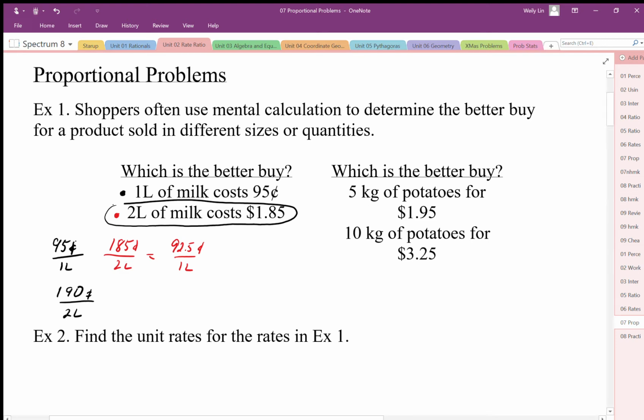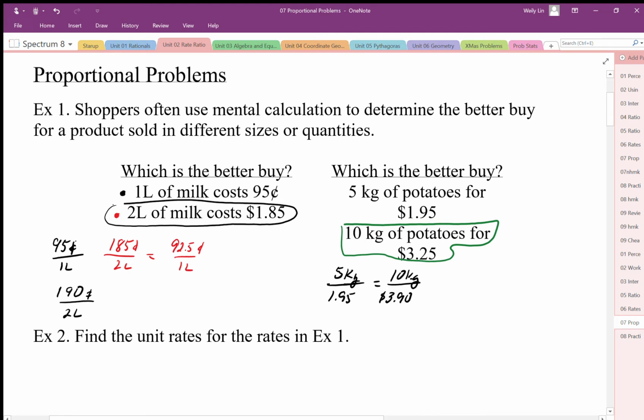So here we have 5 kilograms of potatoes and we have it for $1.95. So I can do this as 5 kilograms for $1.95. And I can do an equivalent rate comparison by doing it to 10 kilograms. So comparing it to 10 kilograms, and this is going to be times 2, so times 2 here is going to be $3.90. Okay, so when I do this kind of comparison, I can see that the 10 kilograms is going to be the better buy. So I could have done this as an equivalent rate of 10 kilograms.